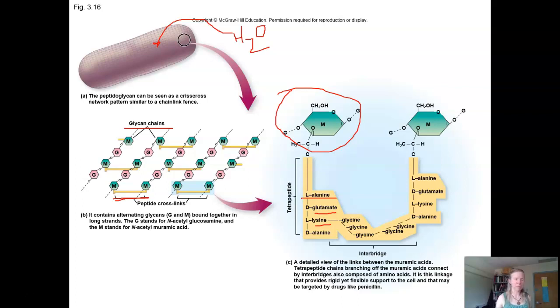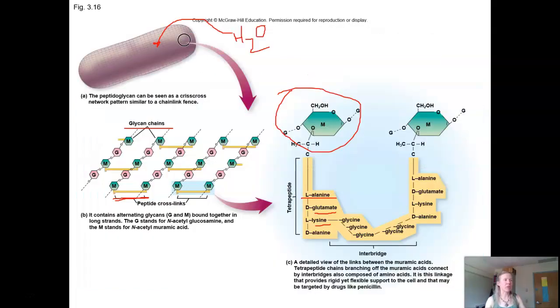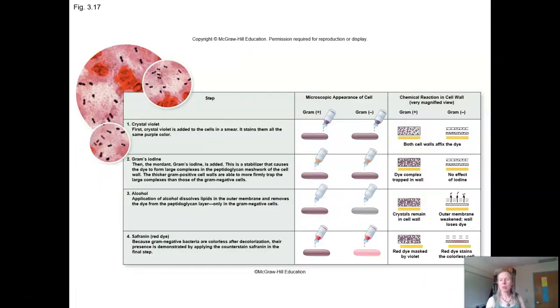They're not going to rupture. Okay, so what we end up doing though is this difference between the way that cell walls are laid out is going to be a major distinguishing factor in bacteria. We tend to split bacteria into gram-positive and gram-negative.